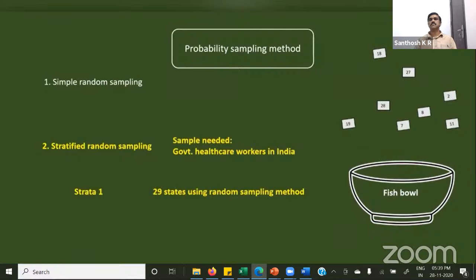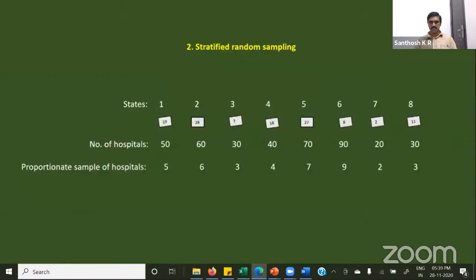Now imagine that in the first state there are 50 hospitals. In the second, there are 60 hospitals. In the third state, there are 30 hospitals. And in the fourth, fifth, sixth, seventh, and eighth states, there are 40, 70, 90, 20, and 30 hospitals respectively.